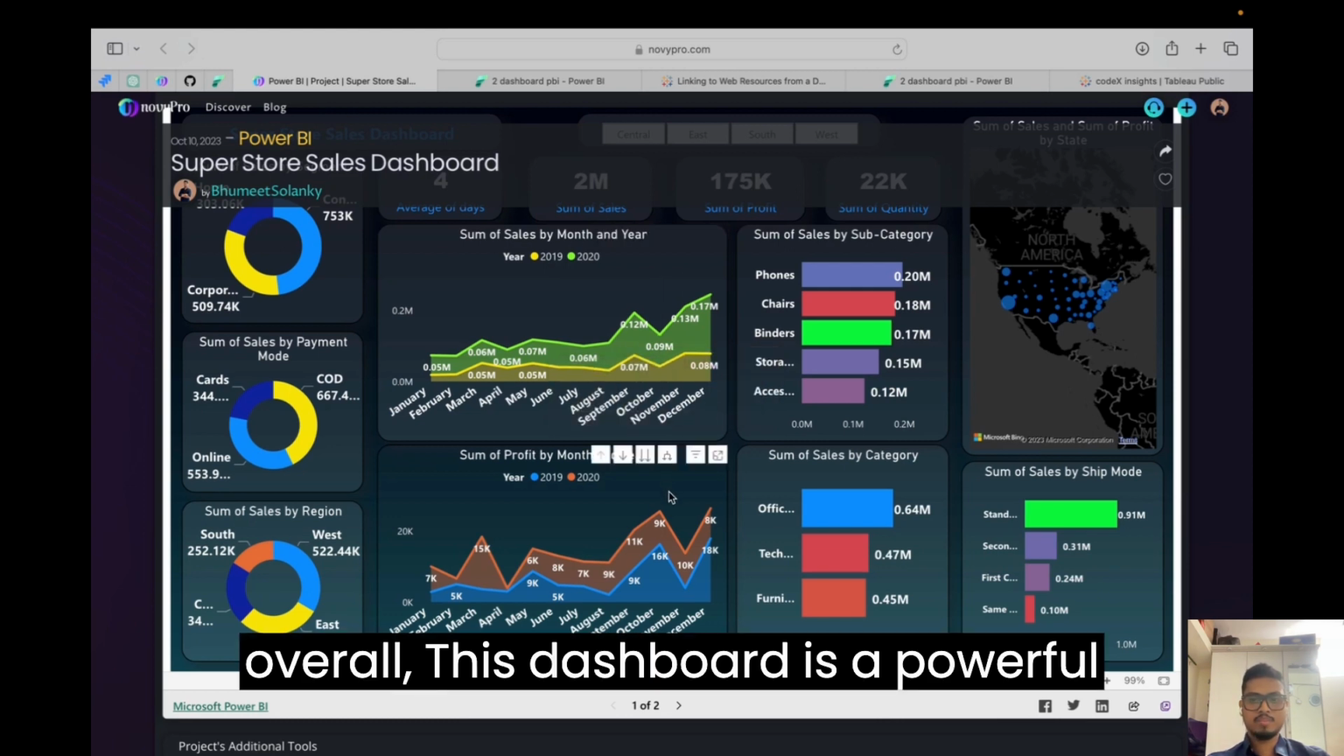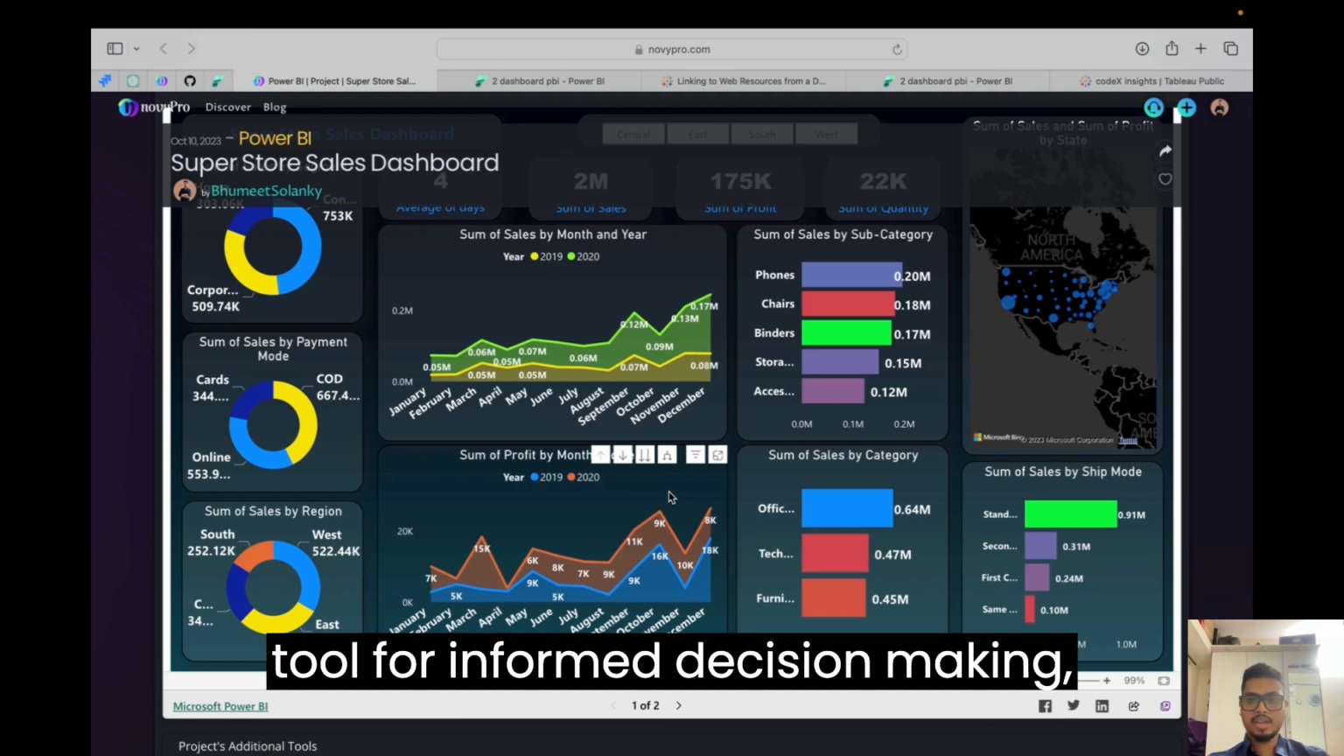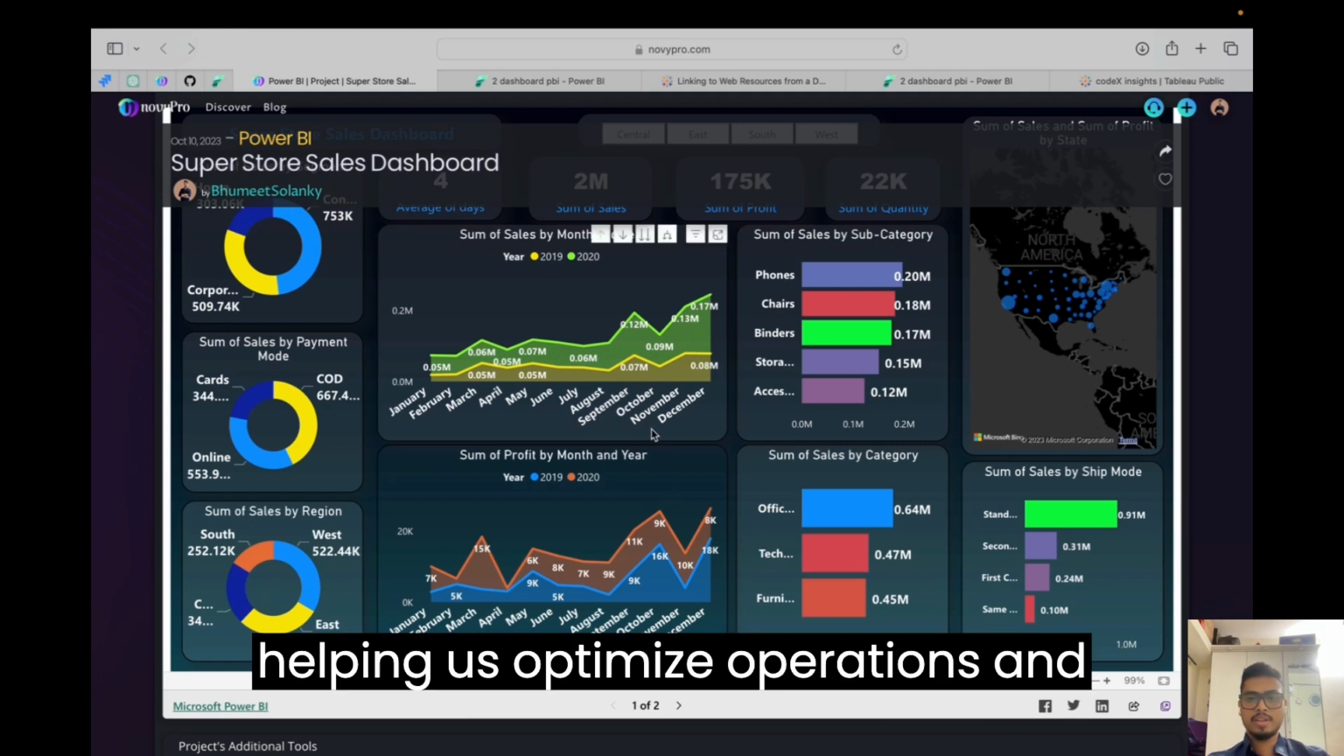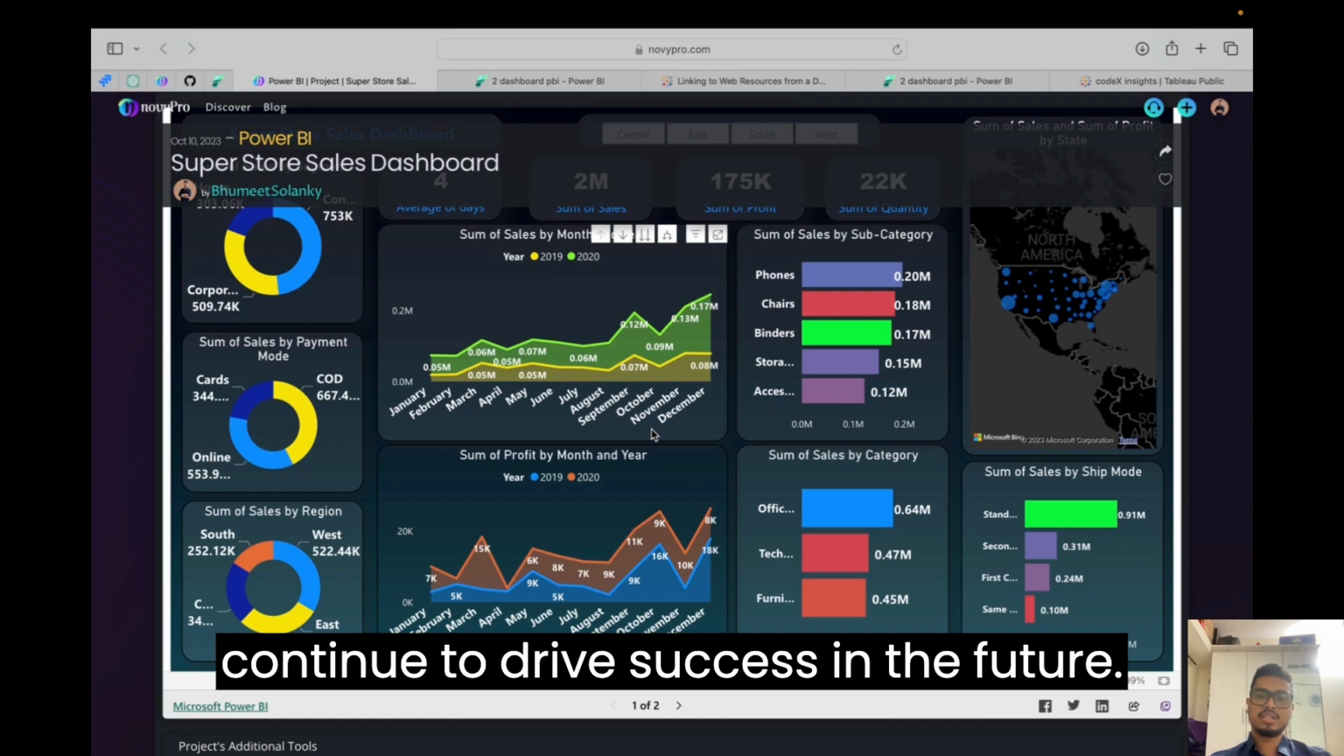Overall, this dashboard is a powerful tool for informed decision making, helping us optimize operations and continue to drive success in the future.